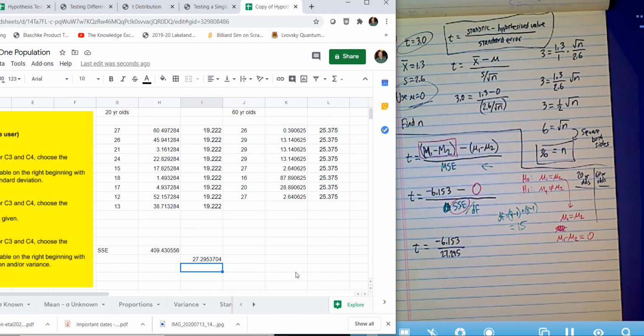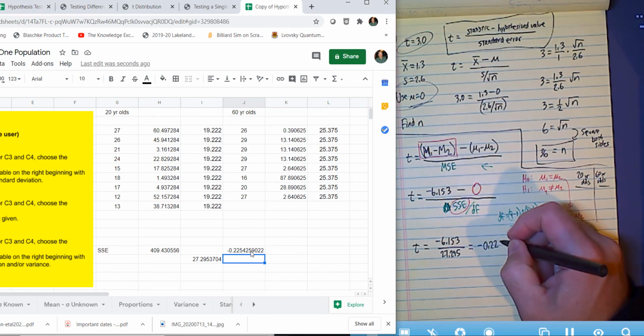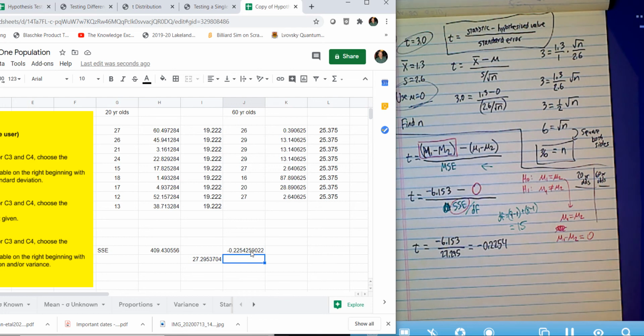And so let's figure out what my t value is, right? Equals negative 6.153 divided by 27.295. And I got negative 0.2254. That's my t value. And once I have my t value, I should be able to compute the probability that they're asking for. Let's take a look.